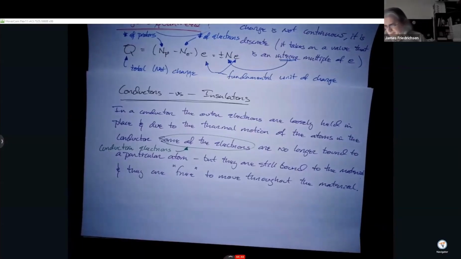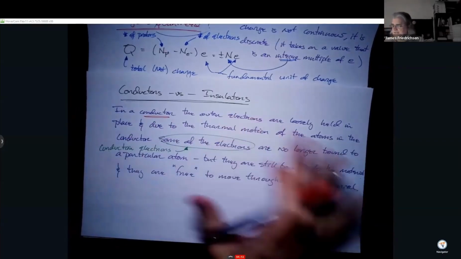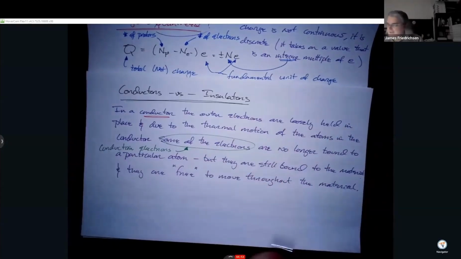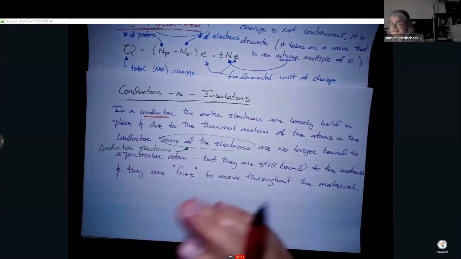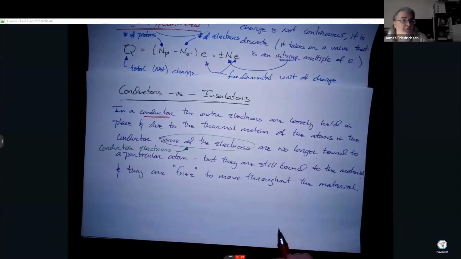So this is what happens in the conductor. Okay, you have these loosely held outer electrons that get bumped out of place. They're still bound to the material, but since they're not bound to a particular atom, you can then move them around throughout the material. And these are your conduction electrons.